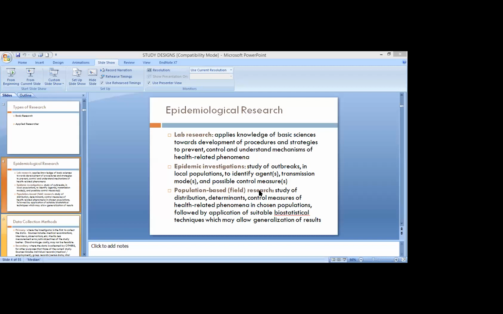When COVID-19 came as a new pandemic, in its epidemic investigation, nothing was known, not even the agent was known. So it is part of basic research. But once it is known, then it becomes part of applied research.